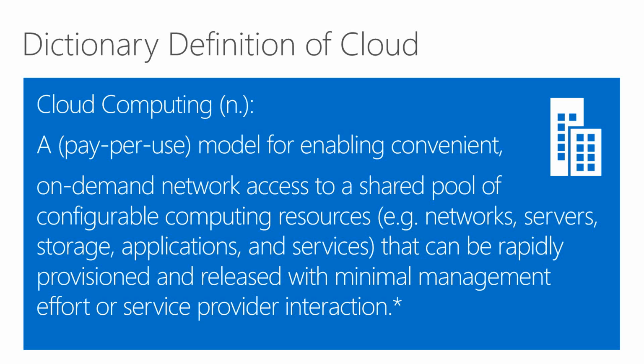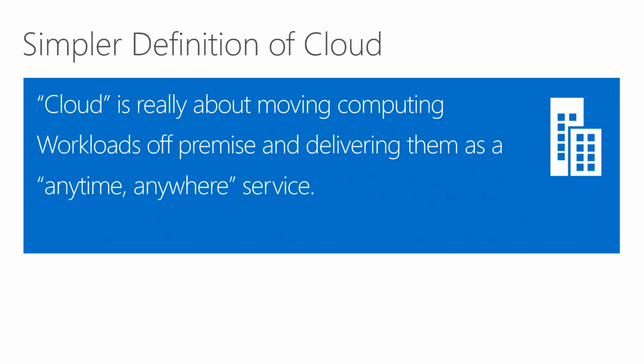Really, when we talk about the cloud as it relates to small and medium businesses, what this really means is moving your compute workloads off-premise and delivering them as an anytime, anywhere service. So when we talk off-premise, that's just a fancy word for saying it's not in your building. On-premise is having your infrastructure in-house, off-premise is having it at some other facility, whether it be a data center or a cloud provider.